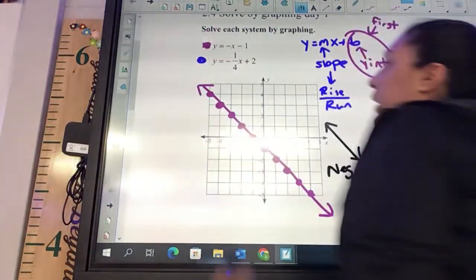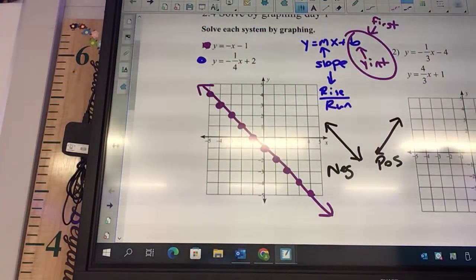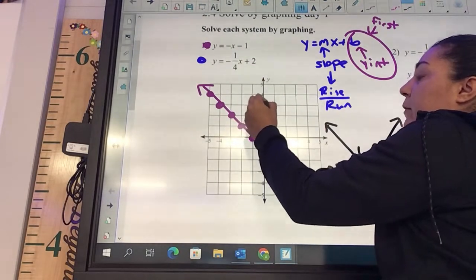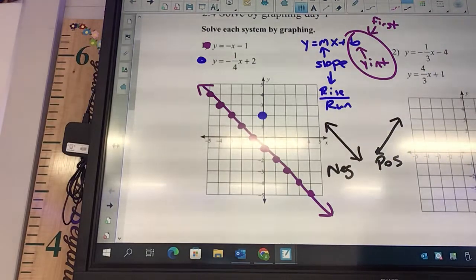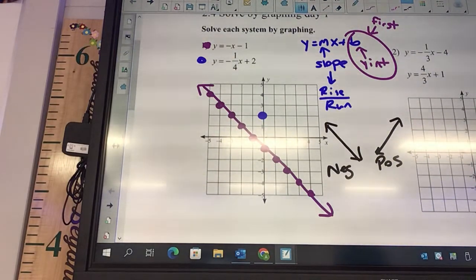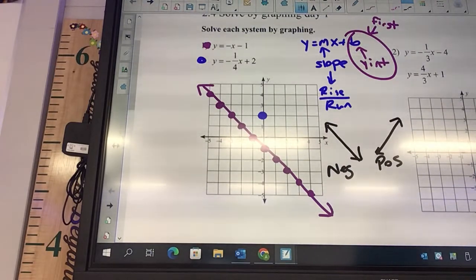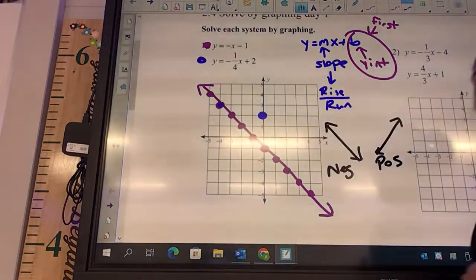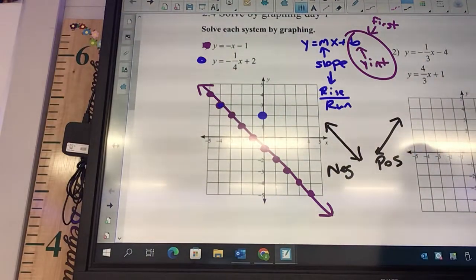Where does my second line start out at? 2. Okay, so we're going to go to the y line and find the 2. What is my slope? 1 over 4. So we're going to go up 1 and over 4 which way? I need a negative slope. To the left. So we're going to go up 1 and over 4. See how this dot is blue and purple on my screen? That is our intersection point.